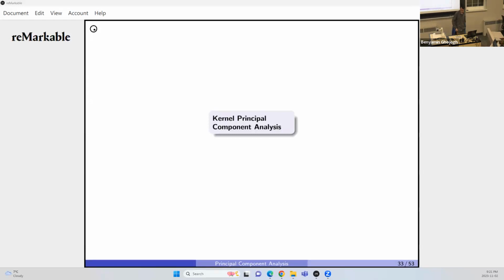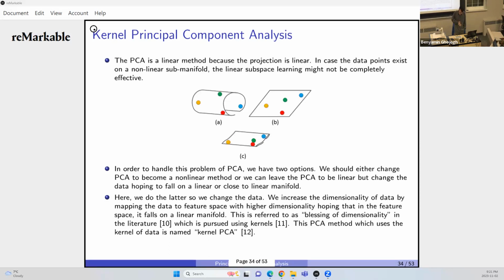So, kernel PCA. Consider this figure A. Consider a nonlinear manifold, guys. Consider a manifold or a surface, nonlinear. You have several data points on it. Do you see that? Green, orange, red, blue.